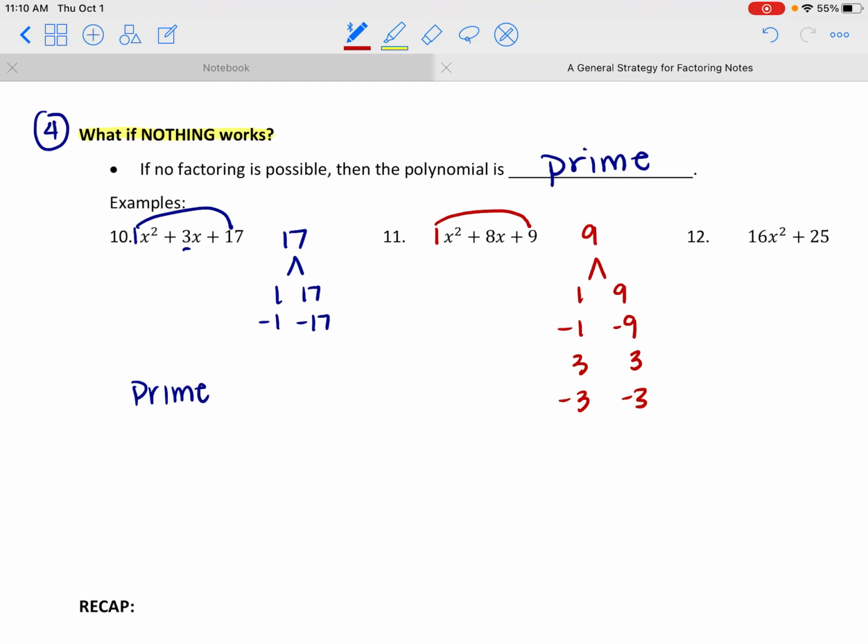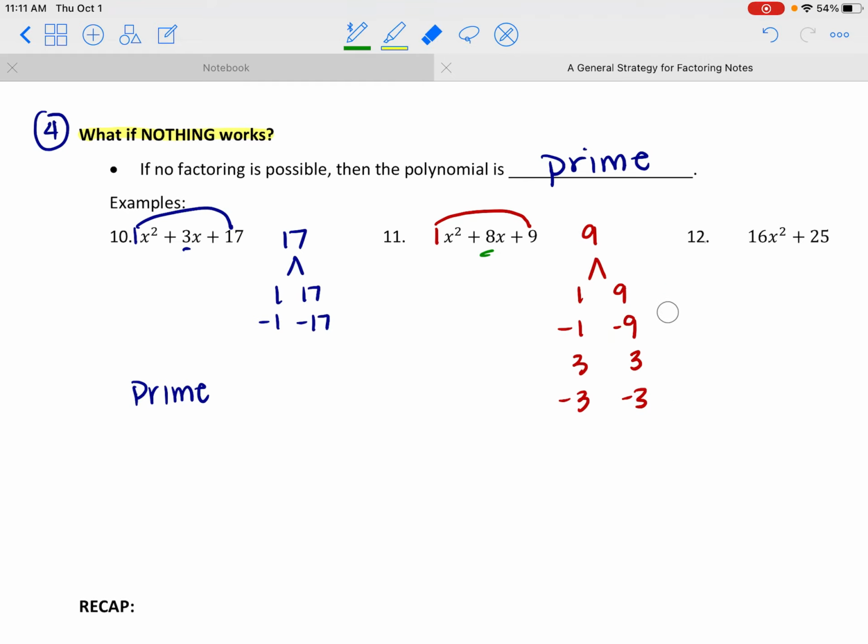And you might be tempted to say that 1 and 9 will work if the 1 is negative, because this combination does add to the positive 8 that's in the middle. The problem is this combination does not multiply to a positive 9, which is what we need. So be careful here, because it's tempting. But if we're looking for a positive 9, these are the options, and none of those options add to 8, right? This option makes 10, this makes -10, this makes 6, this makes -6. None of them get me the positive 8 here.